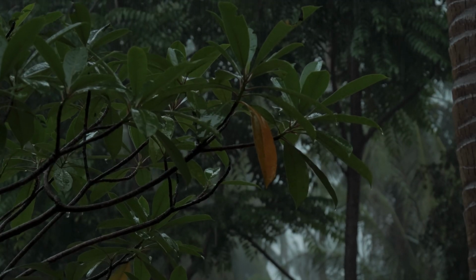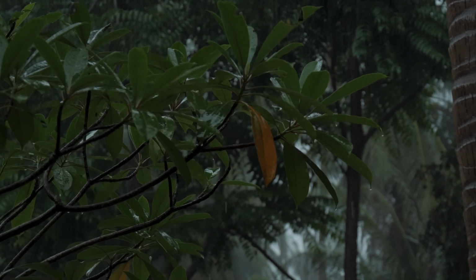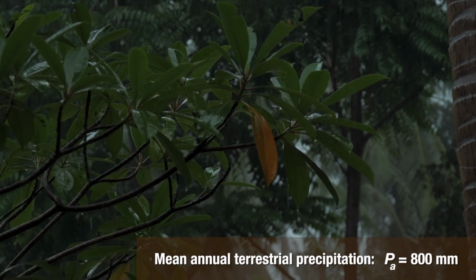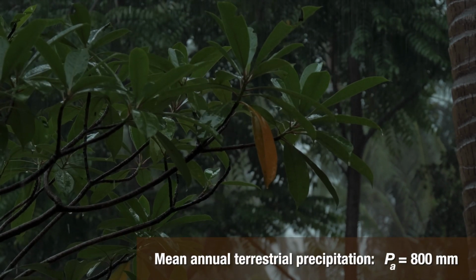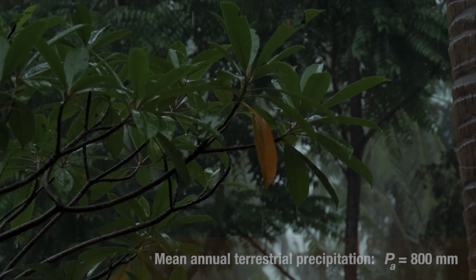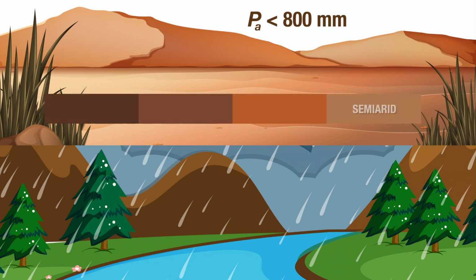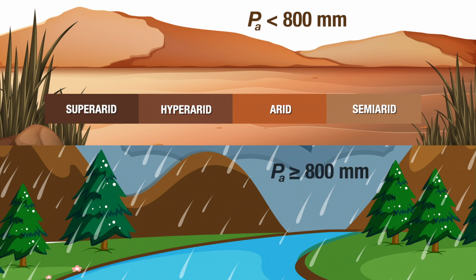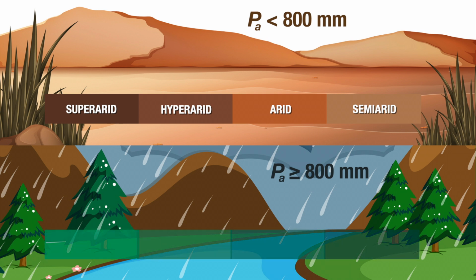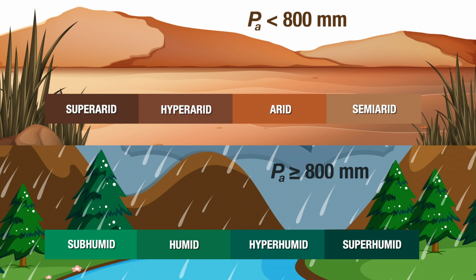Precipitation is the de facto driver of natural ecosystems. Mean annual terrestrial precipitation has been estimated at 800 millimeters. On the dry side, the climate may be classified with decreasing moisture as semi-arid, arid, hyperarid, and superarid. On the wet side, the climate may be classified with increasing moisture as subhumid, humid, hyperhumid, and superhumid.